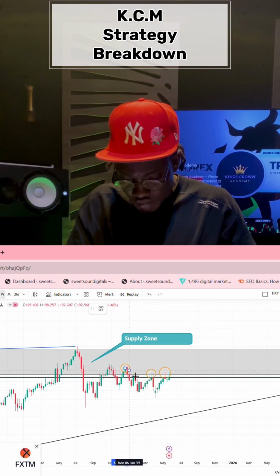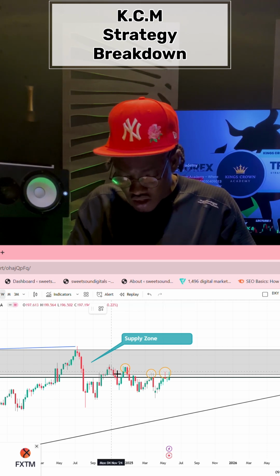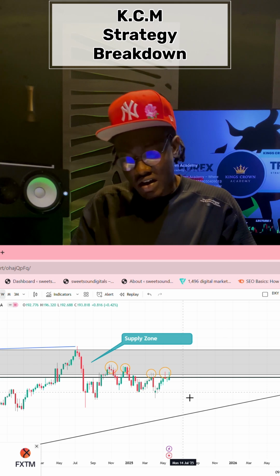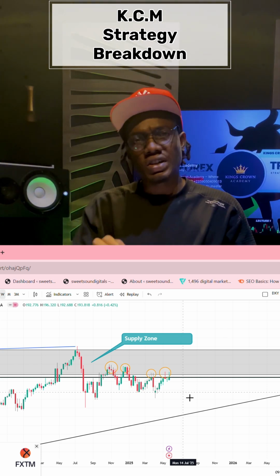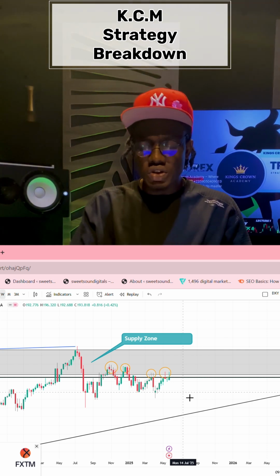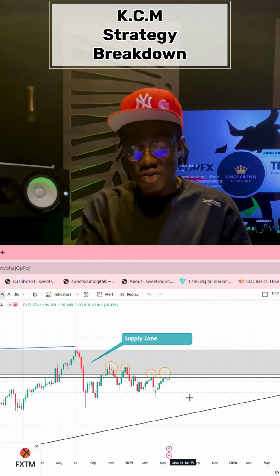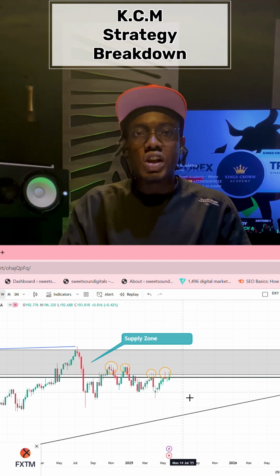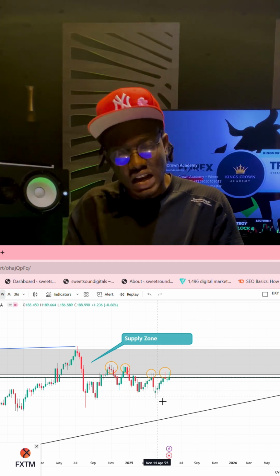So you can see what's happening. There's a huge institutional order around this zone. So this is how we build this context gradually, just using this KCM strategy. All right, now we are building reasons why we are thinking of taking a sell trade around this zone. So you have to build the story. You have to make sure that your story is aligning well with the price action.